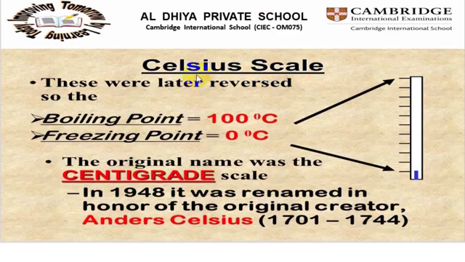Celsius scale. It is known as the Centigrade Scale. This is the original name for it. It's based on the boiling point and the freezing point of the water at 1 atmospheric pressure. Boiling point of the water is 100 Celsius degrees, and the freezing point is at 0 Celsius degrees. Okay? It is named after Anders Celsius, 1701 to 1744, before being renamed in 1948.